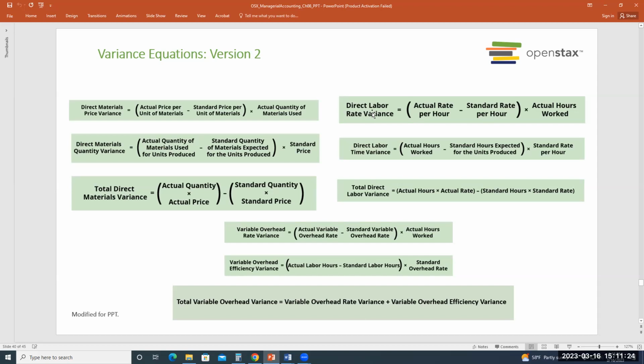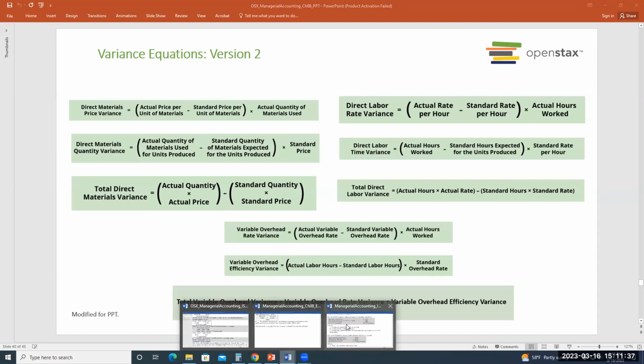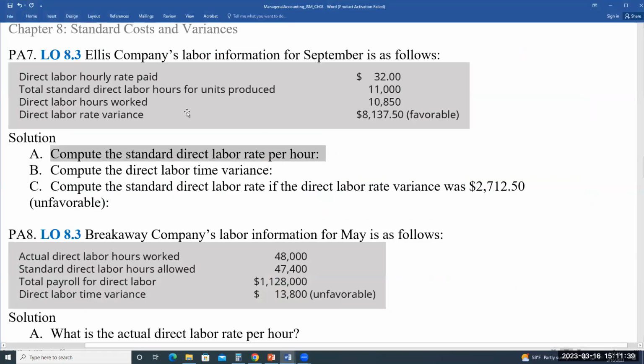I think this formula might work here. And they give us direct labor rate variance. We're trying to figure out the standard rate. If they give us the actual rate and the actual hours, it should be okay. The actual hours are here. The actual rate is here. I think this is going to work.